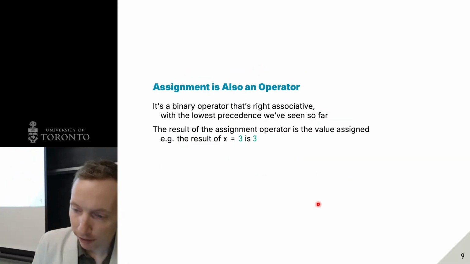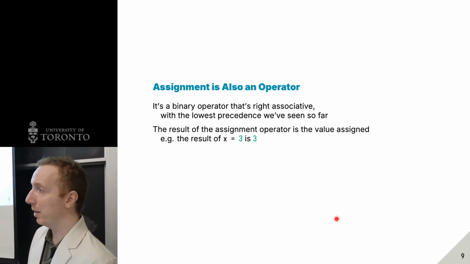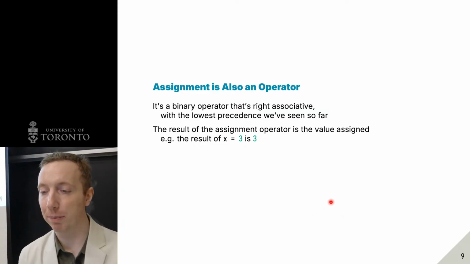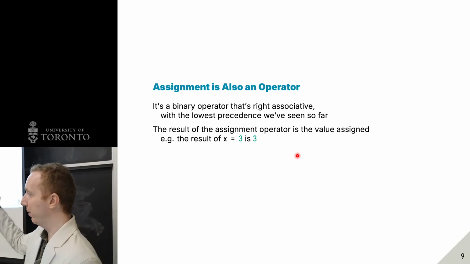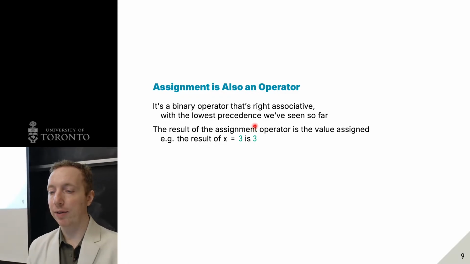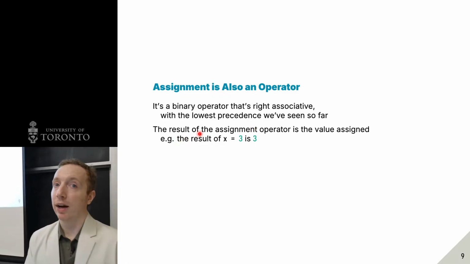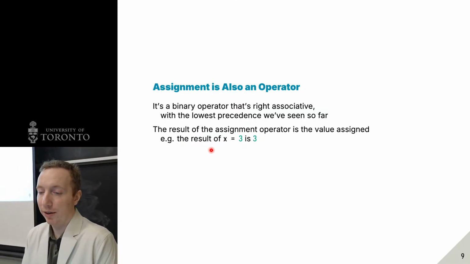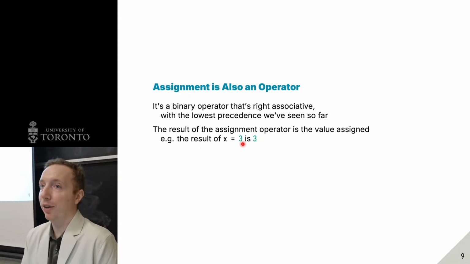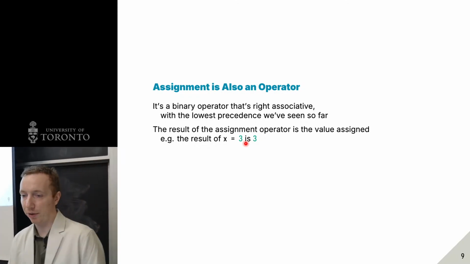All right, so another thing that gets a bit weird is assignment, that we discussed before, is technically also an operator. It's a binary operator that's right associative. So again, you will do things in right to left order, and it's the lowest precedence we've seen so far. The result of an assignment operator is the value assigned. So if I write x equals 3, technically it's an expression, and the result of this expression is whatever got assigned. So the result of this is 3.